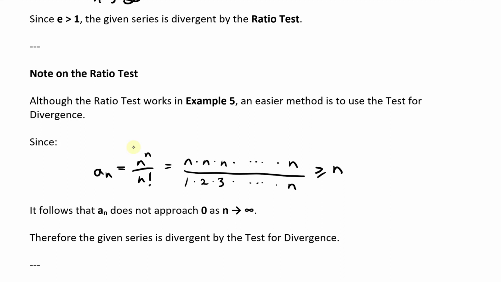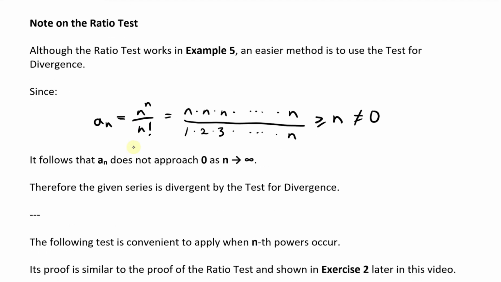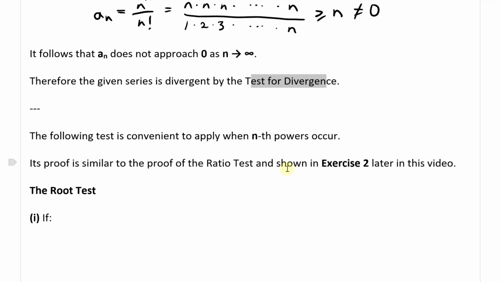In other words, this is not going to be equal to 0. It's not approaching 0 by any means. So it follows that an does not approach 0 as n approaches infinity. Therefore, the given series is divergent by the test for divergence. It's not equal to 0.